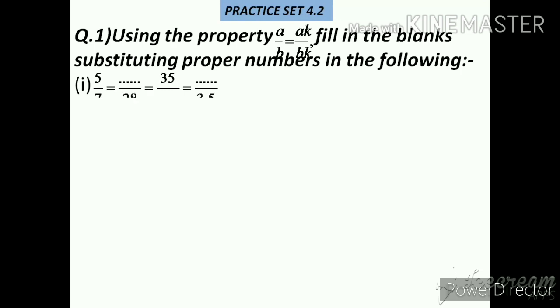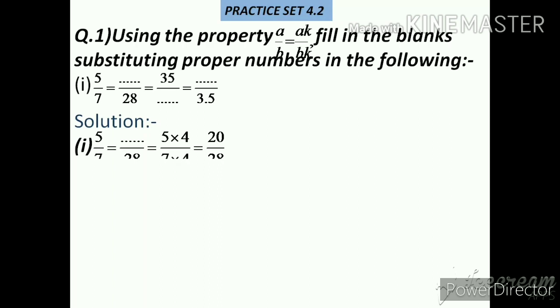First one, 5 upon 7 equals dash upon 28. Here, children, the first term is not given but the second term, 28, is given, so we have to find the first term. With the third ratio, the first term is 35 and the second term is not there. With the fourth, the second term is there, the first term is not there. So we have to find them.